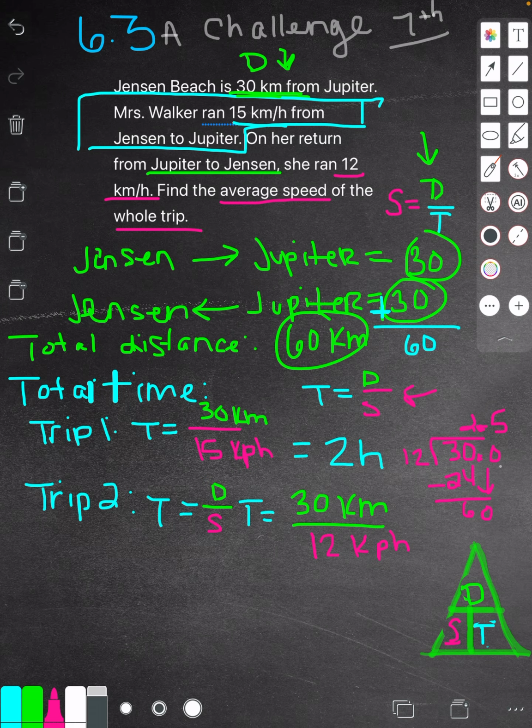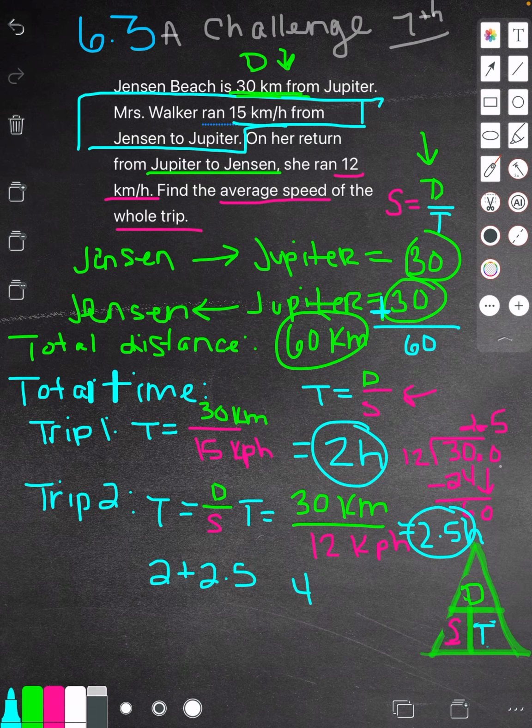Okay, so 2.5. I'm going to circle my 2 hours from the first one, circle my 2.5 hours from the second one, and now I need the total time. What is the total time? The total time is 2 hours plus 2.5 hours. 2 plus 2 is 4. And we have 0.5 left over to add on. So 4.5 hours is the total time.